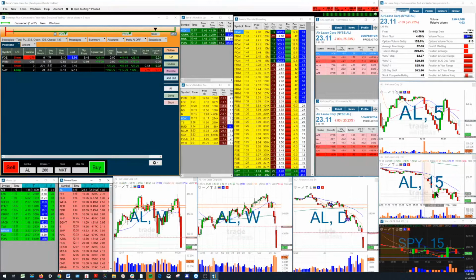Oh, look at Air Lease. I think somebody was talking about AL before. Talk about a choppy day that reacted right to the market.